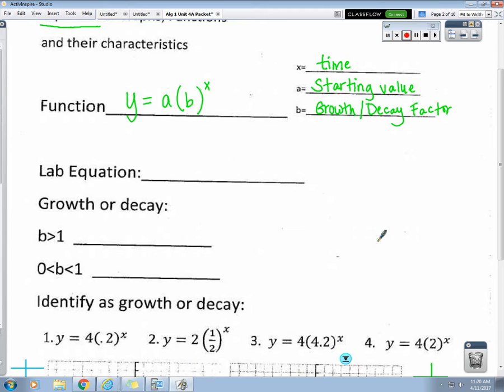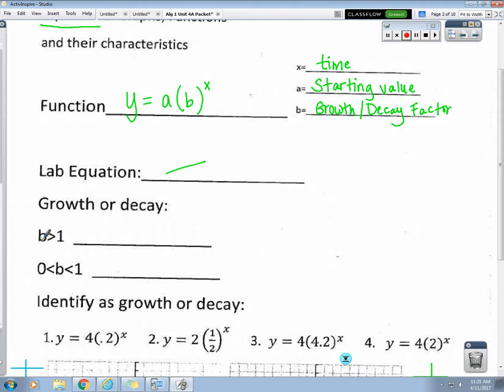Now, we're not going to for time purposes, but had we wanted to, we could have taken your graph and used those points to write an equation for your curve. But we're not going to do that because that would just take the rest of the class. Okay, now let's talk about how to know whether or not your b value is a growth or decay factor.